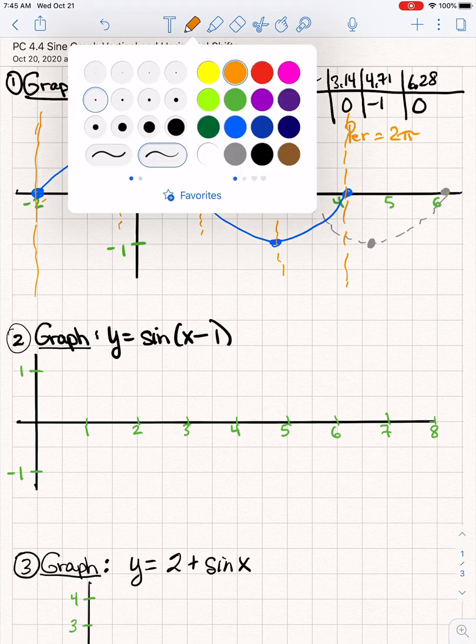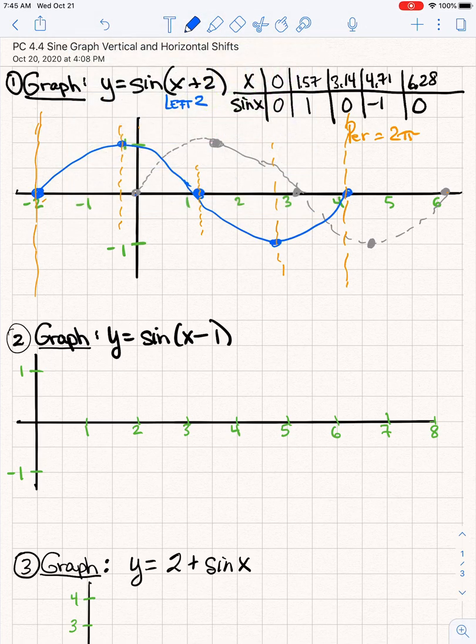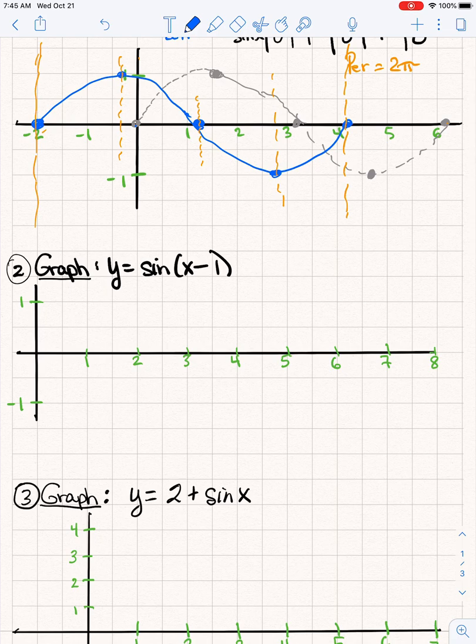Okay, let's do a second one. Next up, we have y equals sine of x minus 1. If it's x minus 1, that's going to tell us we would like to move to the right 1. No change in period, so the period we know is still 2 pi.